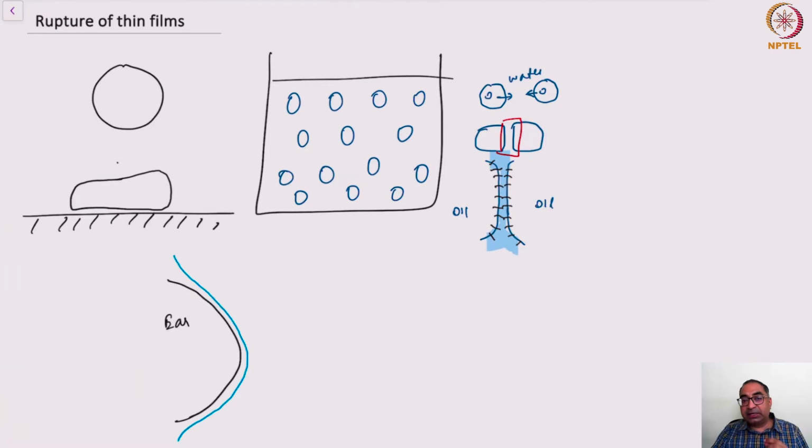In this case, again in the eye, it's mostly an aqueous medium, and you want to find out how long it takes for the thin film to rupture. You want to find out the mechanism of rupture as well. Now, rupture typically occurs in many of these systems because of a force called the van der Waals force, which we'll be introducing into this analysis.